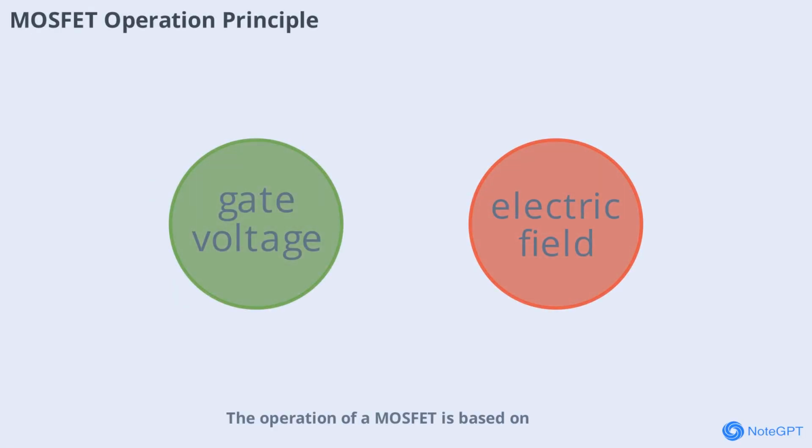Operation of a MOSFET is based on controlling the voltage applied to the gate terminal. When a voltage is applied, it creates an electric field that modulates the conductivity of the channel. This allows current to flow from the drain to the source. The gate voltage essentially acts as a switch, enabling or disabling current flow. This principle is what makes MOSFETs so effective in digital and analog circuits, providing fast switching and efficient amplification.